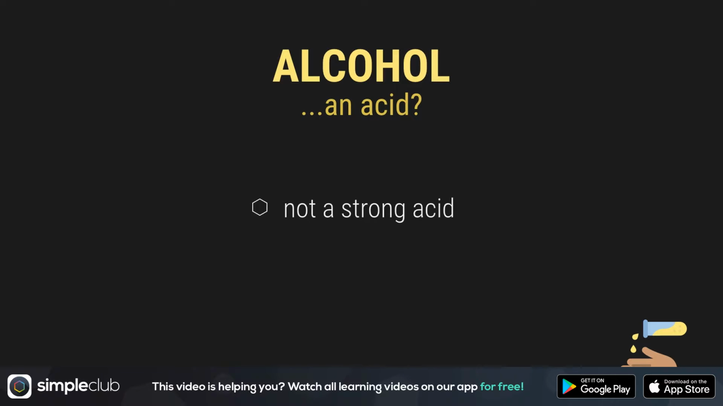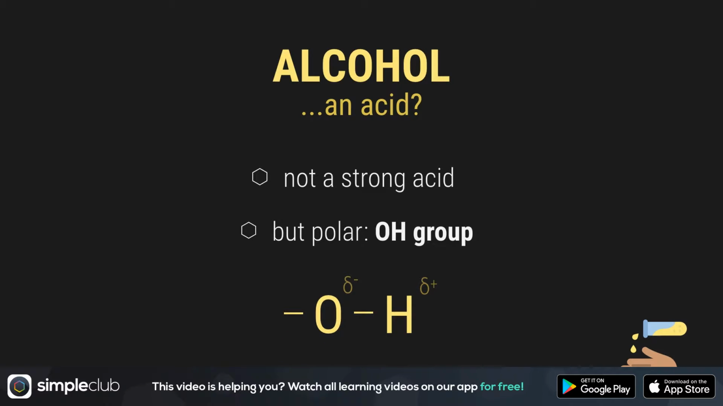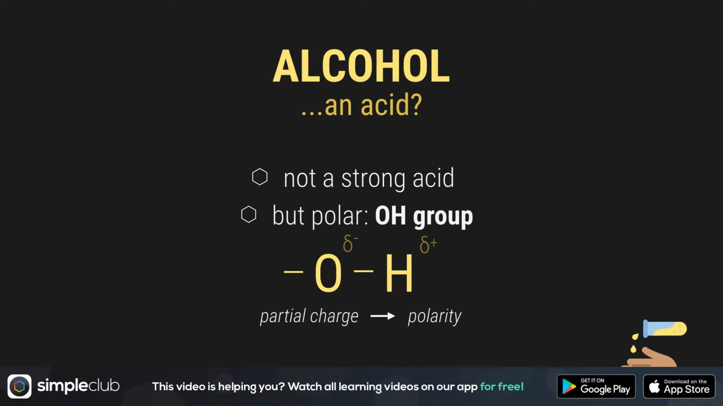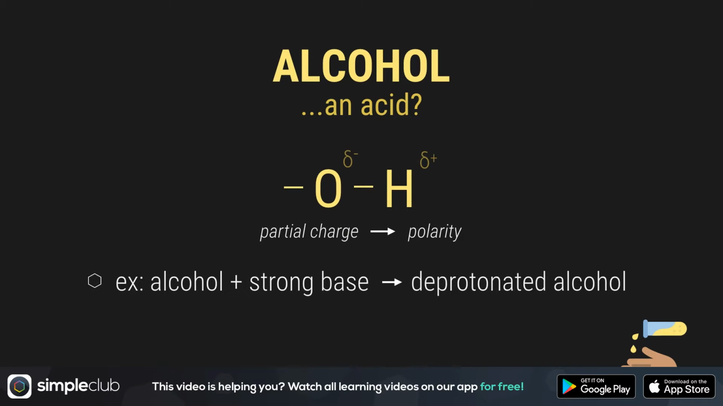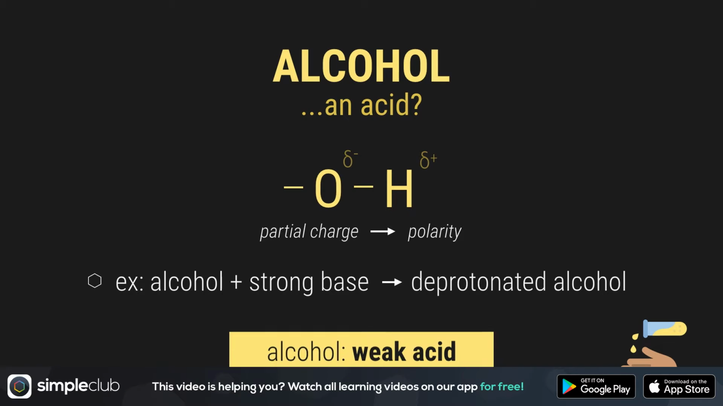Actually, alcohols aren't really all that good at being acids, but what they are is polar. And that's because of their OH group. See, the oxygen atom is electronegative and the hydrogen is electropositive. This creates partial charges and polarity. So now, if we take a really strong base and react it with the alcohol, it drops the H. And that means that an alcohol is a weak acid.